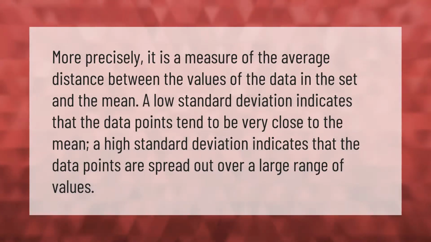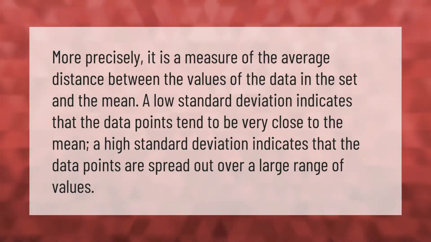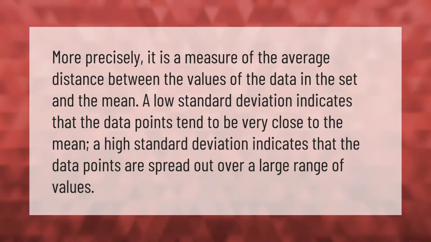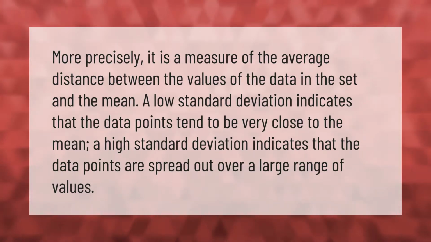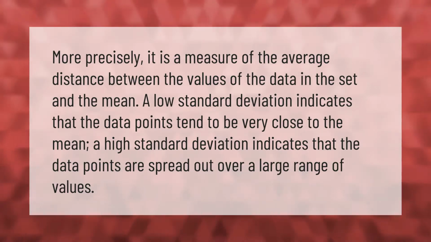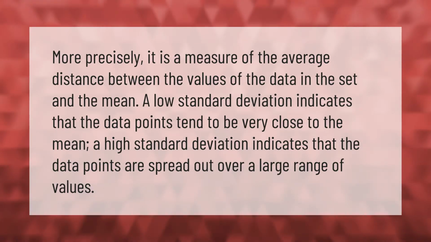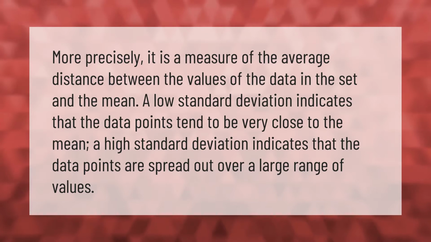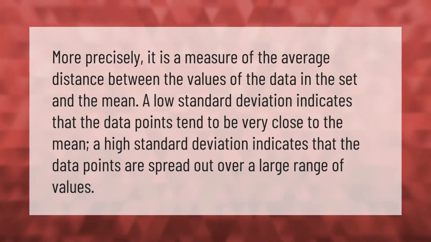More precisely, it is a measure of the average distance between the values of the data in the set and the mean. A low standard deviation indicates that the data points tend to be very close to the mean. A high standard deviation indicates that the data points are spread out over a large range of values.